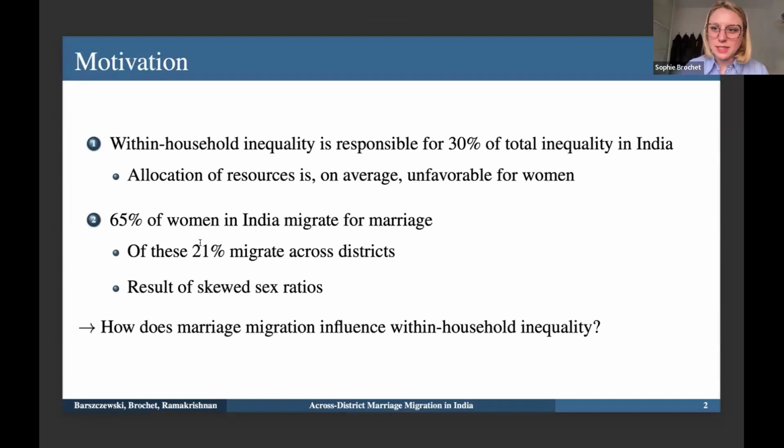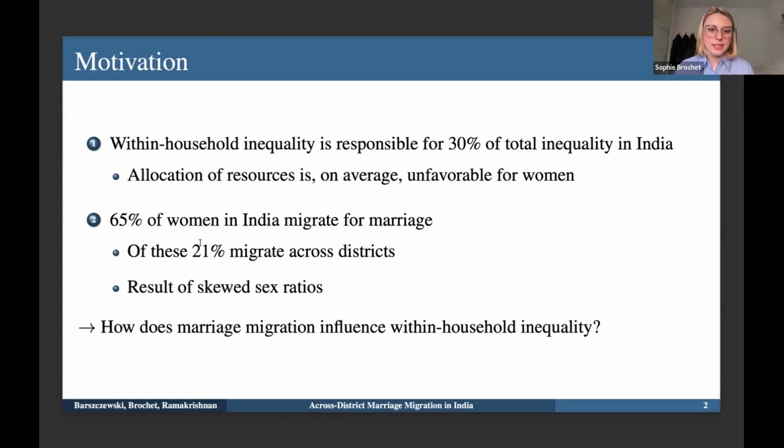This project starts from observing two things. The first one is that in India, within-household inequality is an important share of all the inequalities. For instance, Klasen and Lahoti developed a multidimensional poverty index, and they estimated that 30% of total inequality in India was actually within households. And that's in general because the allocation of resources tends to be unfavorable for women.